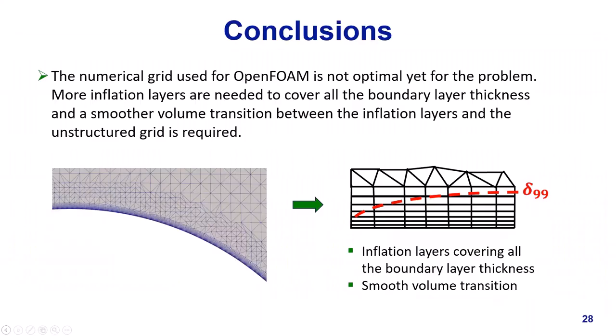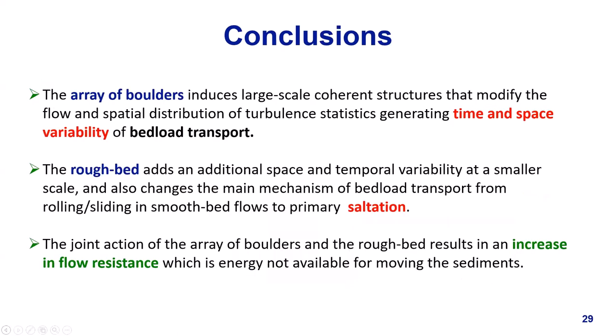The main conclusion with OpenFOAM is that we are still working on the mesh. The theory that we have is that we need more inflation layers that cover the whole boundary layer thickness, due to the high Reynolds number, and a smoother transition with the unstructured grid. As for the physical conclusions, the array of boulders and the rough bed induce a spatial and temporal variability in bedload transport, and the rough bed also changes the main mechanism of bedload transport to saltation. There is also some energy which is dissipated and is not effective for moving the particles.